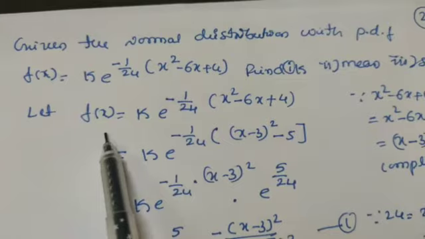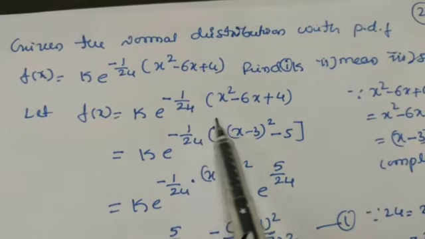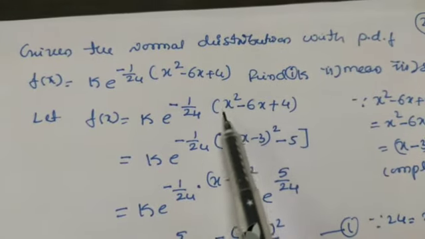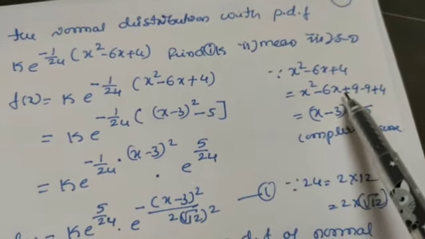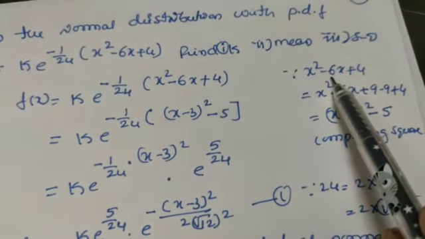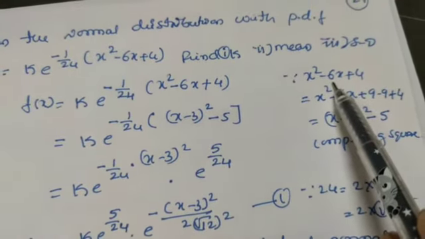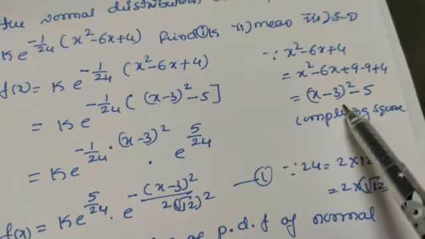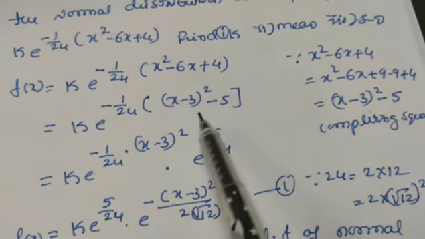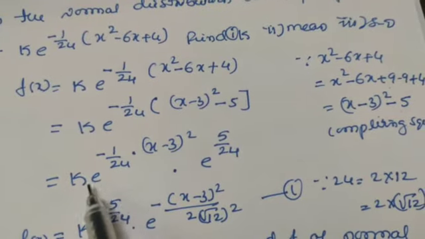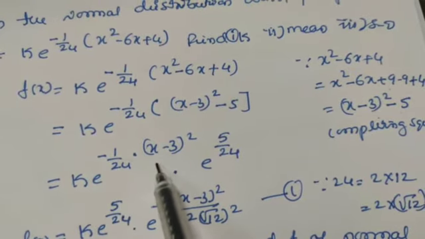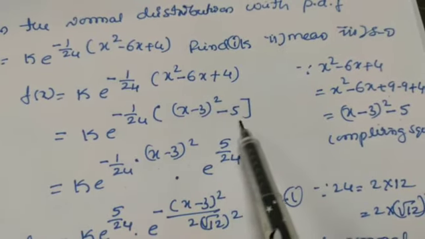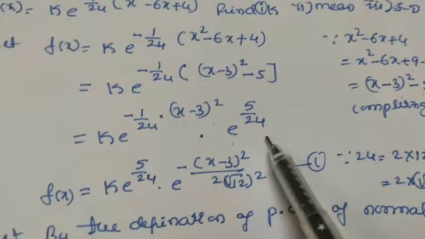Here f of x is given as k into e raised to minus 1 by 24 (x square minus 6x plus 4). Let us split this and make it a complete square. We know to make the complete square we can add and subtract half of the coefficient of x, that is 6 by 2 whole square. You have to add and subtract, plus 9 minus 9. After simplification you will get (x minus 3) whole square minus 5. So it is equal to k into e to the power of minus 1 by 24 (x minus 3) whole square into this minus into minus plus, e to the power of minus 5 by 4.